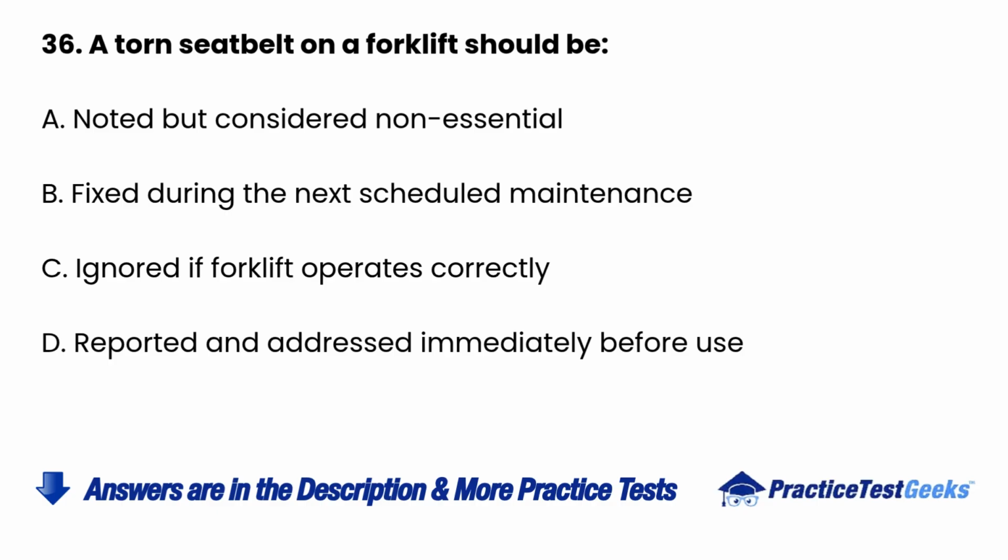36. A torn seatbelt on a forklift should be A. Noted but considered non-essential. B. Fixed during the next scheduled maintenance. C. Ignored if forklift operates correctly. D. Reported and addressed immediately before use.